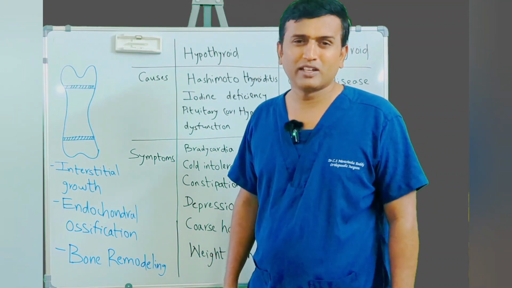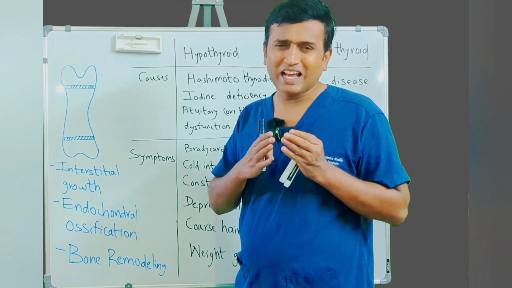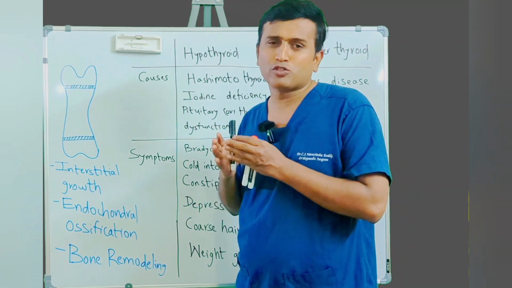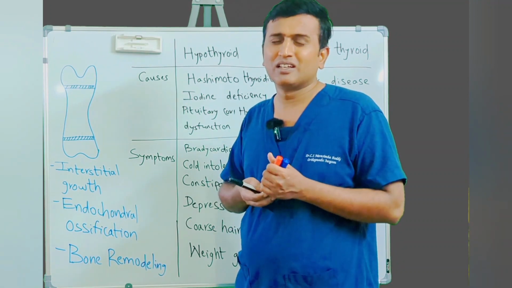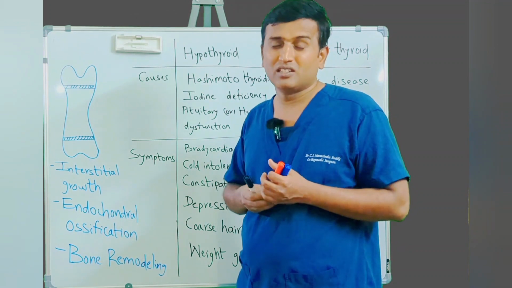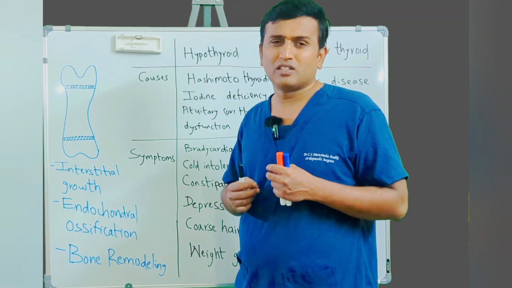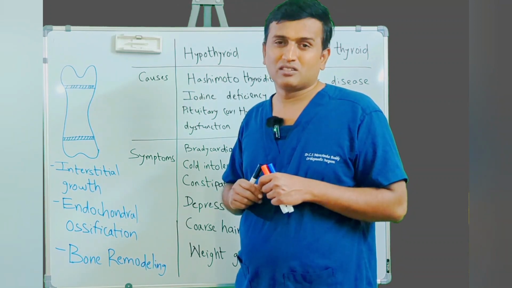How does this bone remodeling occur? First of all, we have osteoclasts, and then we also have osteoblasts. So it maintains that proper balance, which helps in bone remodeling. And you already know that in one year almost 10% bone remodeling occurs in everyone.